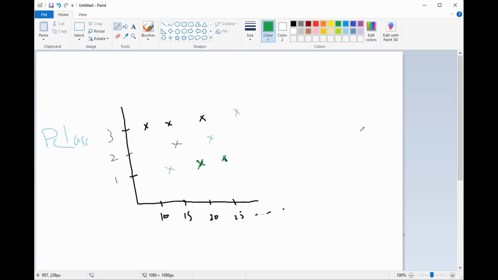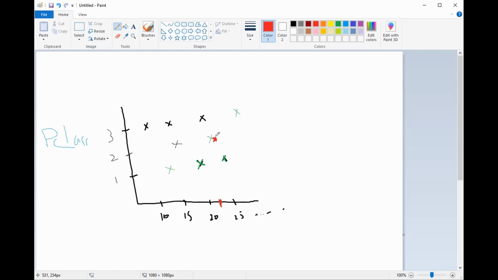Now there is a new person who is traveling in second class and pays $22 for the fare. So 22 comes somewhere here. Let's take a different color, let's take red, and make it a little bit thicker so that it is easier to view. So this is approximately 22, and this person is traveling in second class, so they are going to be here. This new person, we don't know if they survived or not, so that's why the cross is in red.